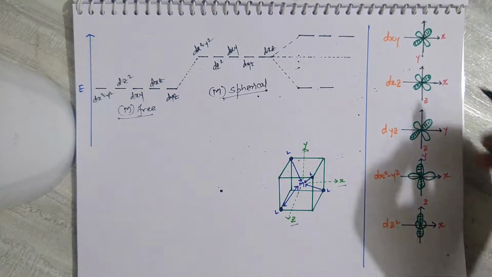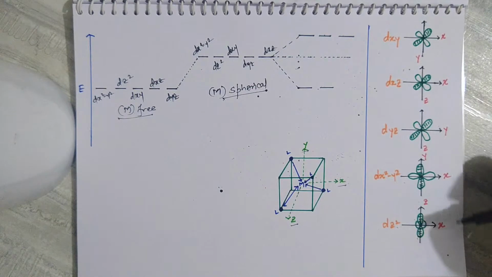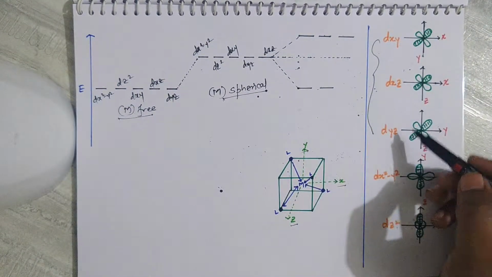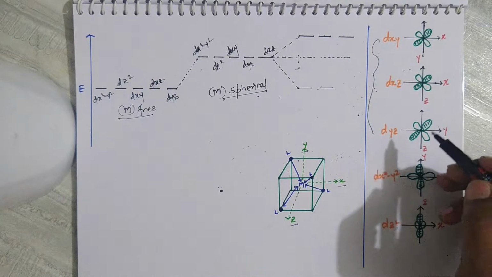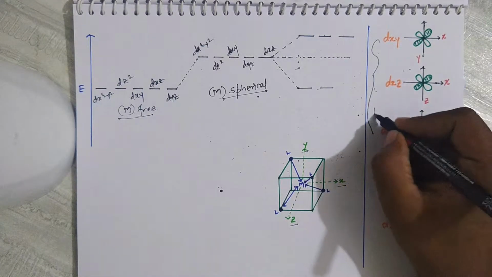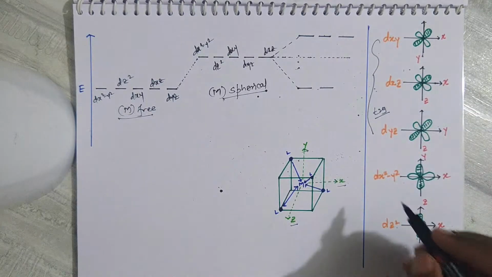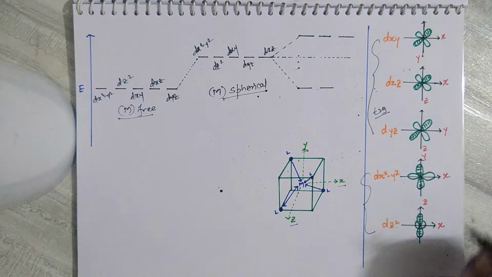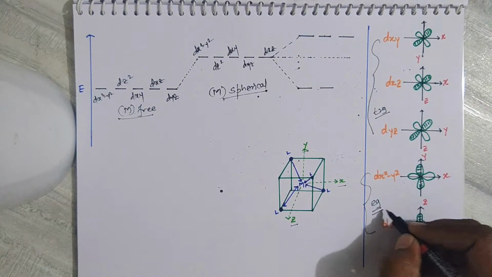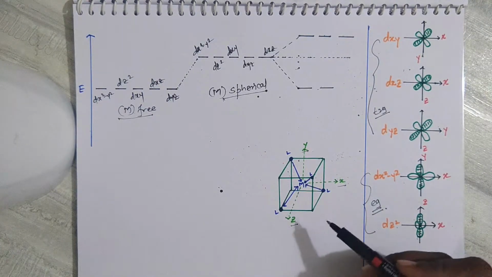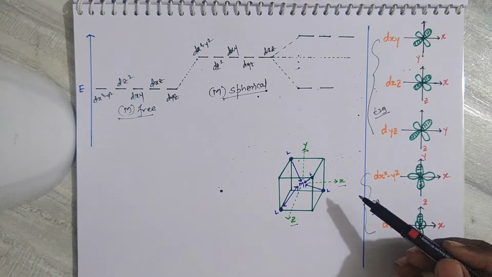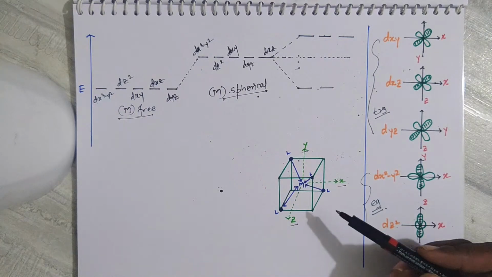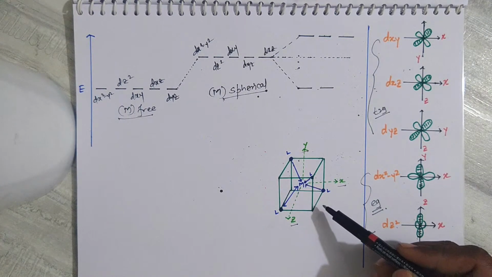Again the same thing: you have 5 d orbitals. Out of these, the 3 orbitals dxy, dyz and dxz are present in between the axes, which are the T2g set of orbitals. The dx2-y2 and dz2 orbitals are present along the axes, which is the eg set of orbitals. So now the situation has become opposite. In octahedral complexes your ligands were approaching along the axes. Now in tetrahedral complexes, your ligands are approaching in between the axes.